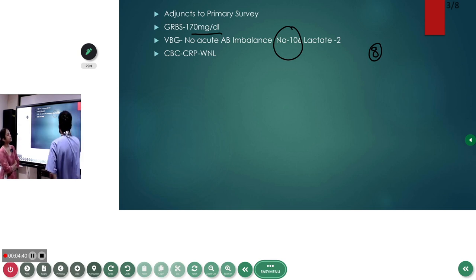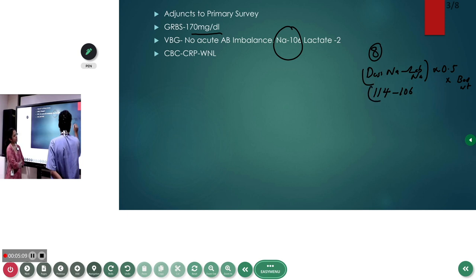Okay. So if we overcorrect, the patient can go for central pontine myelinolysis, or extrapontine myelinolysis. The formula is our desired sodium target minus the lab sodium, into 0.5 since the patient is a woman, the constant is 0.5, and for a man 0.6, into the ideal body weight.